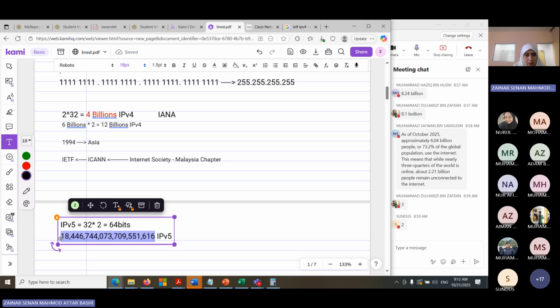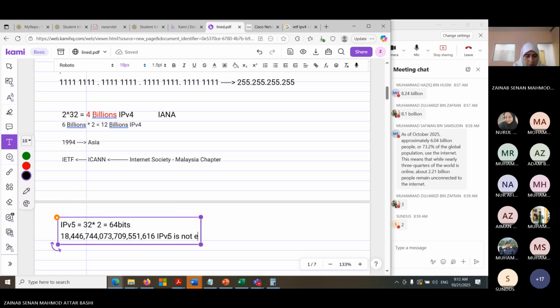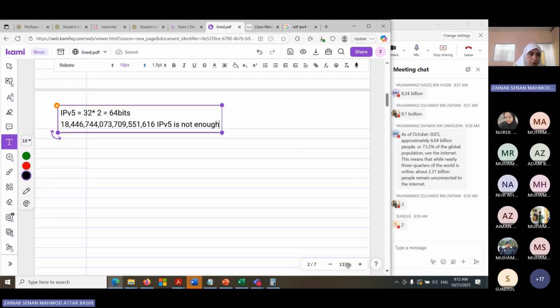So what if this number is not enough? Do we have to change again from IPv5 to IPv6? Directly, they said, no, IPv5 is not enough. Since we would do this big change, let's move directly to the next one. The next one is IPv6. So directly they decided this one will be 128 bits.